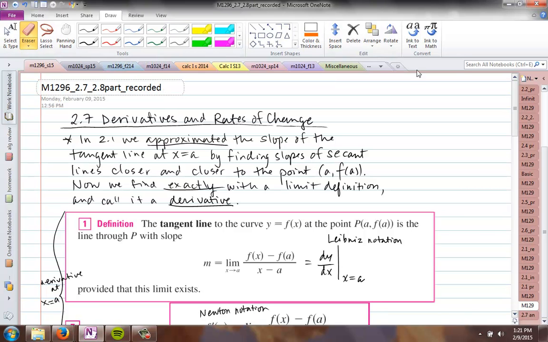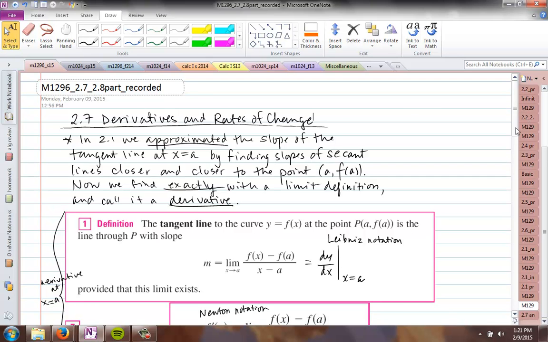Alright, we're going to go over 2.7 and then we'll get a start on 2.8. 2.7 is derivatives and rates of change. We just went over 2.1, where we approximated the slope of the tangent line at x equals a by finding the slopes of secant lines closer and closer to the point (a, f of a). That was an approximation, and now we're going to find exactly what that slope of the tangent line is.